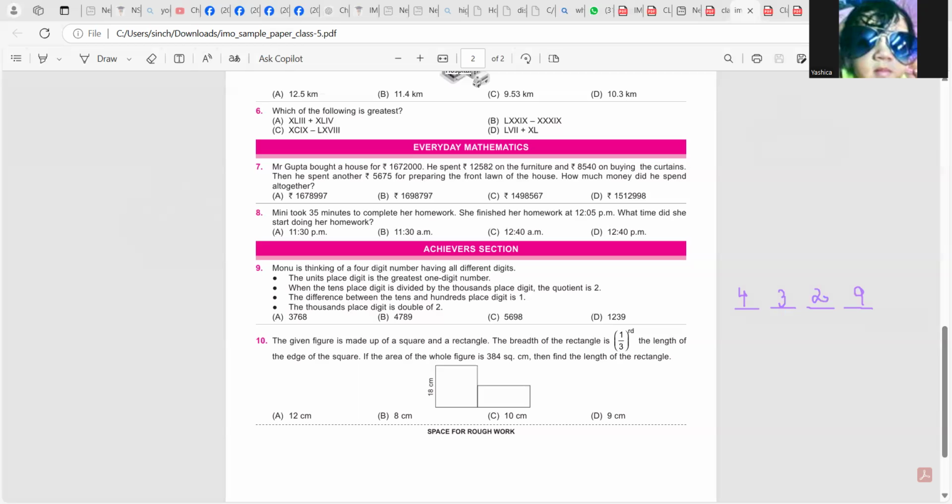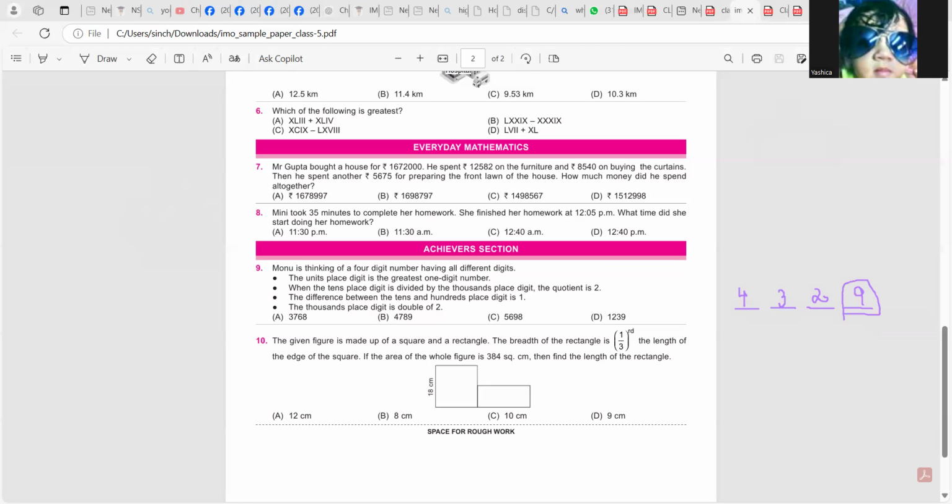Ma'am, I think this is the correct answer, but there is no other option such as that. Why you think so? Explain it. Yes, ma'am. The units place digit is the greatest one digit number. So 9 is the greatest one digit number. So the units place digit is 9.